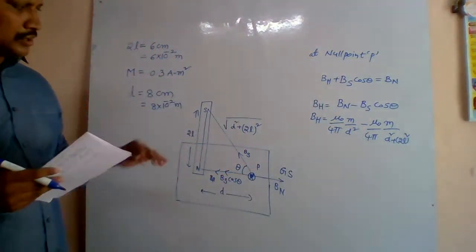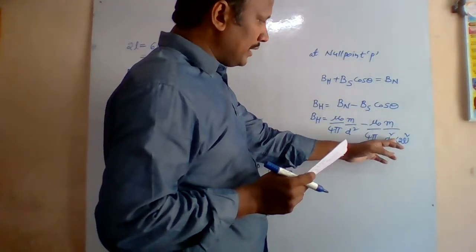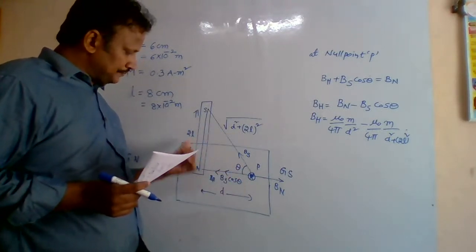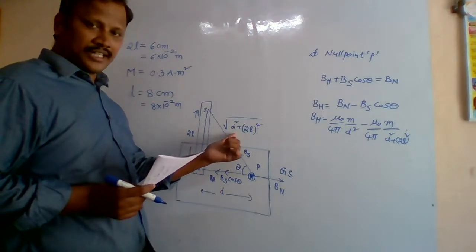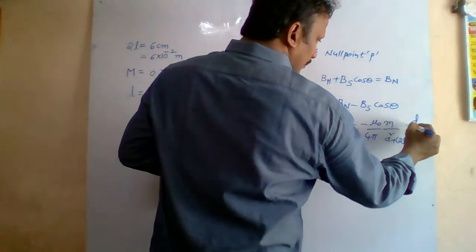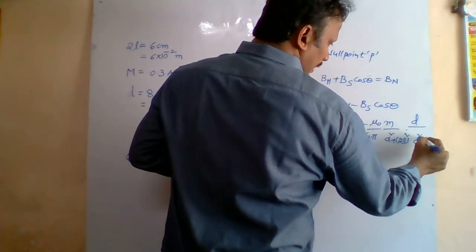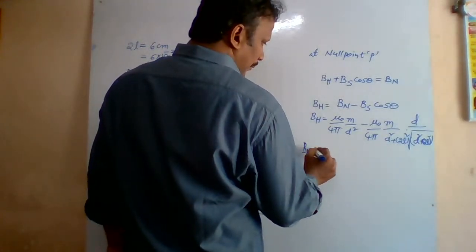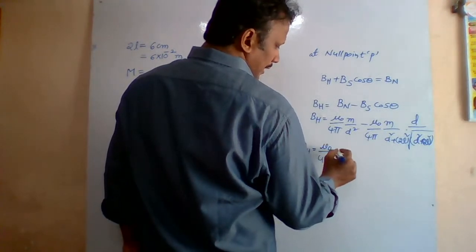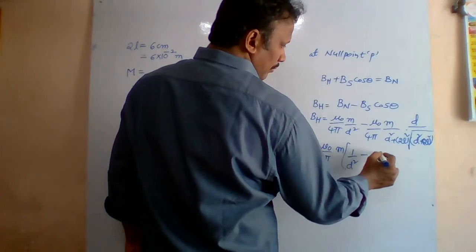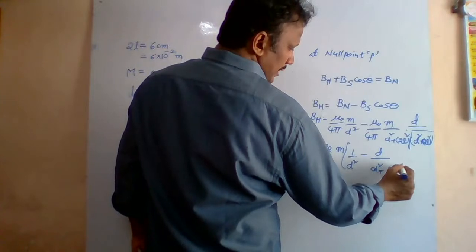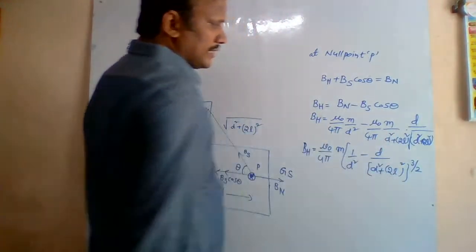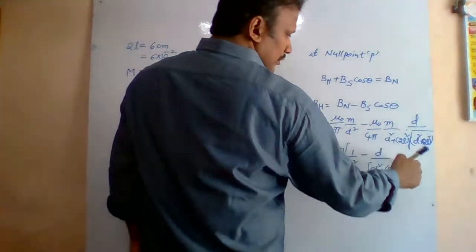Actually, root over d square plus 2l square is there, so square and square get cancelled. The answer here is mu naught by 4 pi into m by d square plus 2l square. Again, cos theta. What is cos theta from this right angle triangle? Adjacent is d, and cos theta means adjacent by hypotenuse, so d by root over d square plus 2l square. Therefore, Bh is equal to, common factor mu naught by 4 pi into m, so 1 by d square minus d by d square plus 2l square whole power 3 by 2.